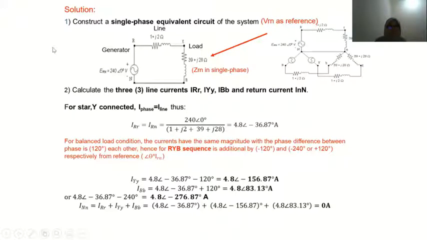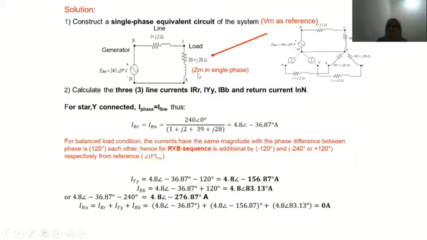So in the first place, you have to construct the single phase equivalent circuit of the system, using VRN as your reference. Based on this three-phase balanced system, Y to Y connection, with consideration of the line impedance here, we just cut this phase R to get your single phase equivalent circuit.